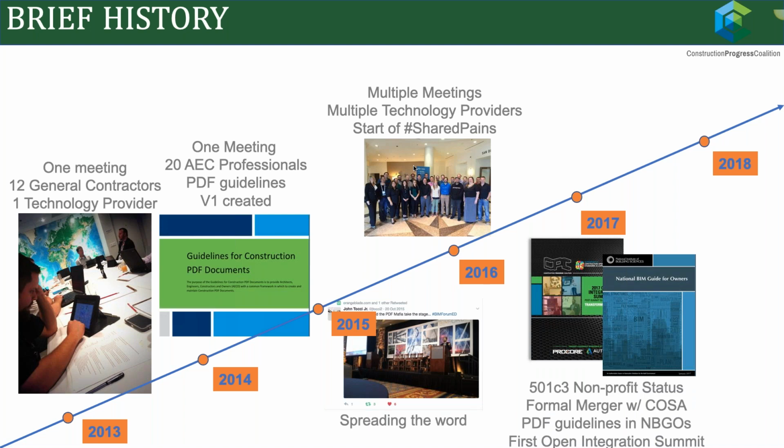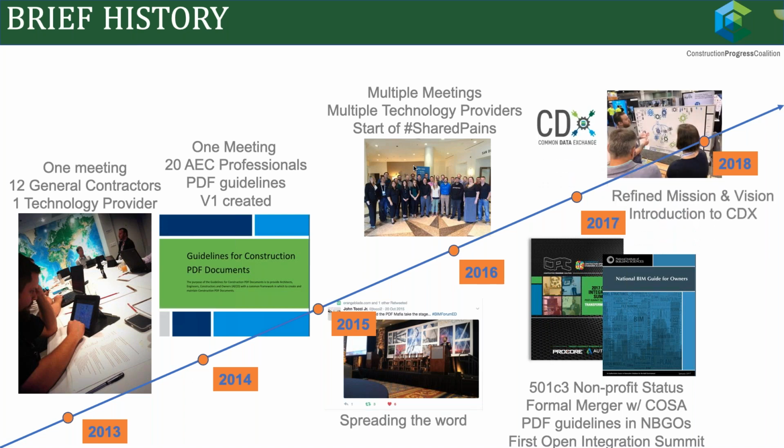2017 was a big year for us. We got our 501c3 nonprofit status. We had a formal merger with the Construction Open Standards Alliance, COSA, so Benny Baltrowski, James Benham, and a lot of the other technology folks, and now really representing both industry and technology. And another thing that was great in 2017: we had the PDF guidelines referenced in the NBIMS, the National BIM Guide for Owners.